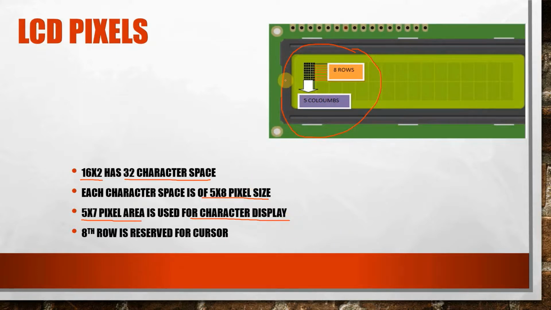Now the 8th row, that is the last row, is reserved for the cursor, and we will look into the next slides at how the cursor is manipulated. So 5x7 is for displaying the character.